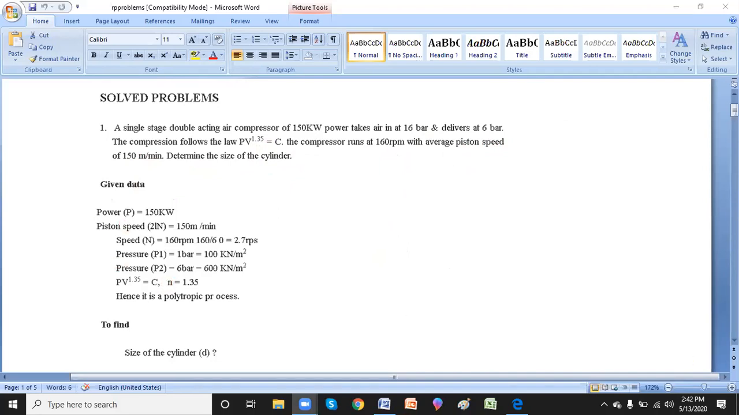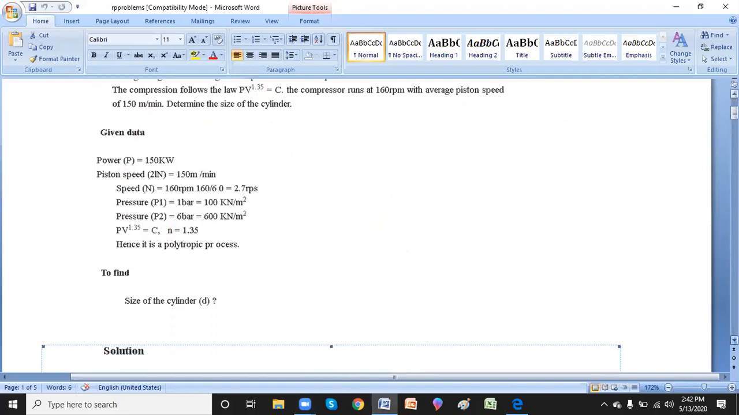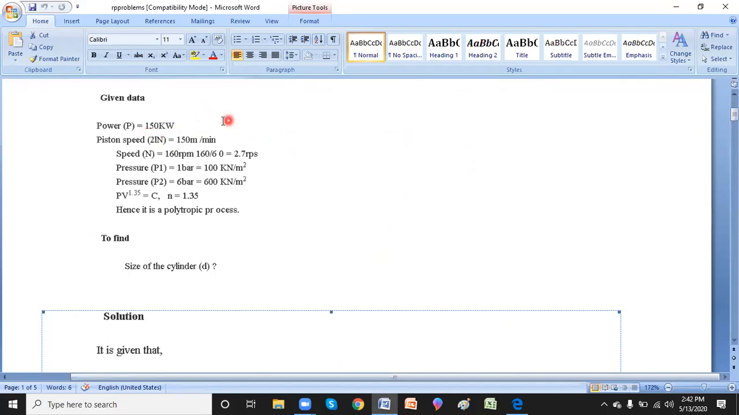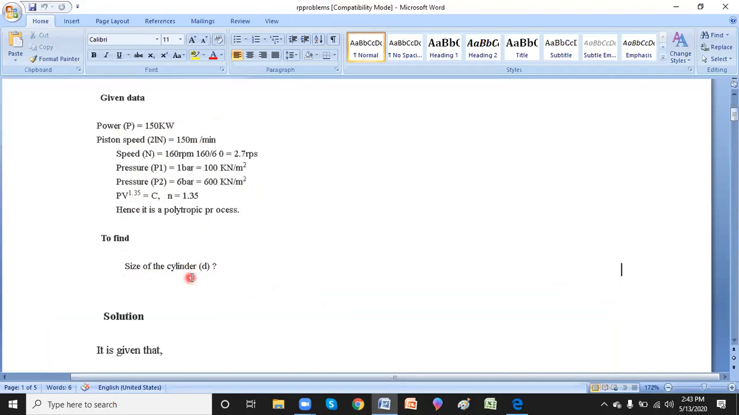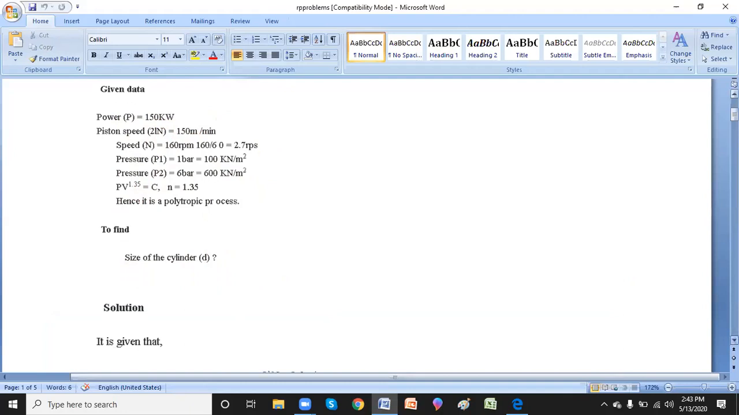Now just quickly I'll go through this problem. You can easily understand. Given that it's a double acting compressor, this is the 150 kilowatts power, and piston speed as we discussed is 2LN, where L is the stroke length and N is the speed, given as 150 meters per minute. Pressure P1 we know, pressure P2 also we know. Now this is the basic polytropic relation where n is 1.35. What do I have to find out? I need to find the size of the cylinder, that's the diameter or bore of the cylinder.